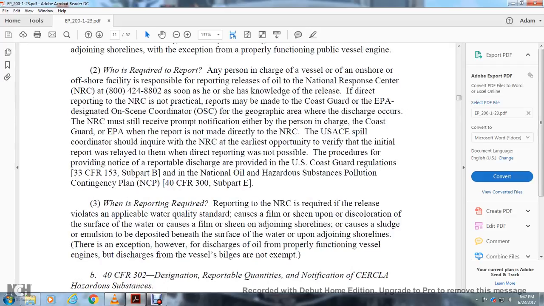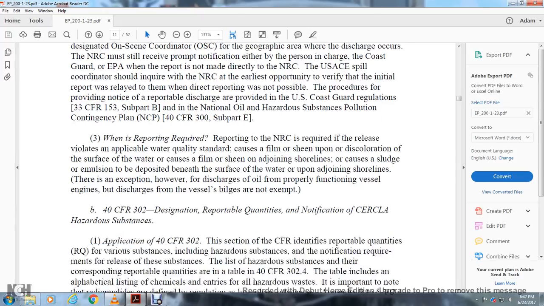When is reporting required? Reporting to the National Response Center is required when the release violates applicable water quality standards, causes a film or sheen upon or discoloration of the surface of the water or adjoining shorelines, or causes a sludge or emulsion deposit beneath the surface of the water or on adjoining shorelines. There is an exception, however: the discharge of oil from a properly functioning vessel engine is not reportable, but discovery of vessel bilge discharges is not acceptable.